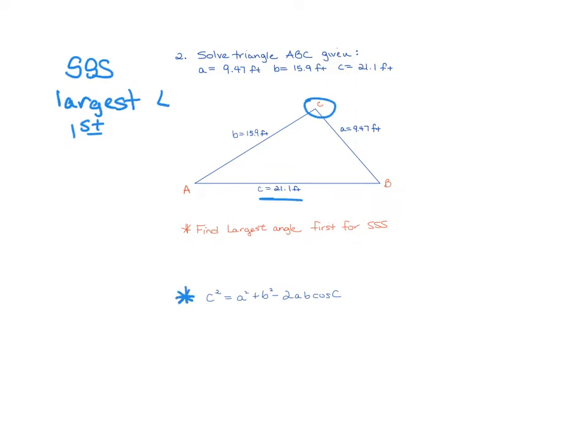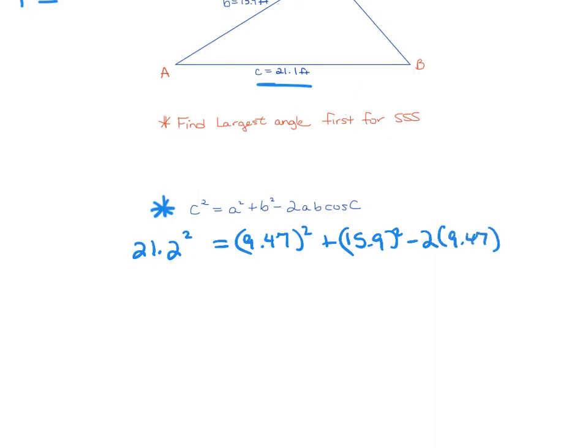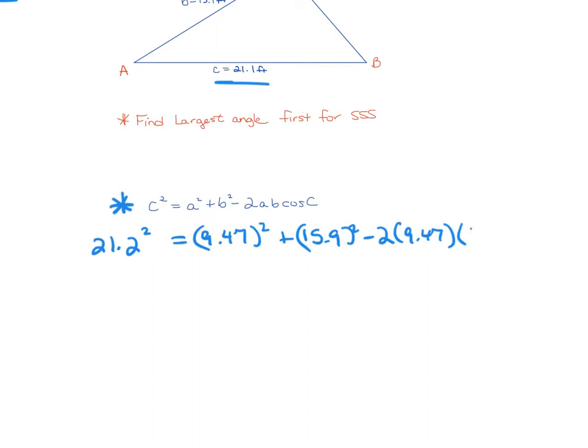So let me go ahead and plug in what I know. So I know the side across from angle C is the 21.1 squared. The side across from angle A is the 9.47, and the side across from angle B, or lowercase b, is 15.9, and then minus 2 times 9.47 times 15.9 times the cosine of C.